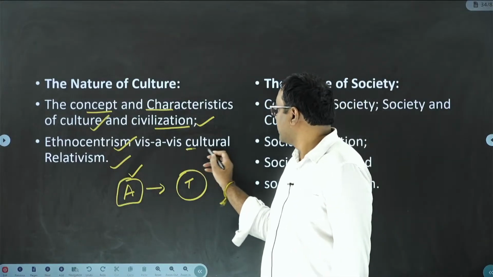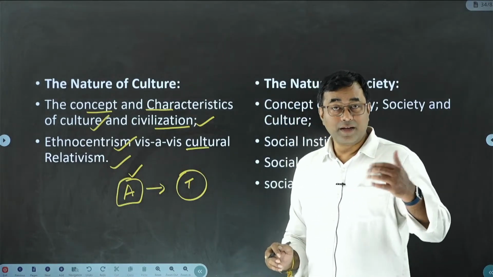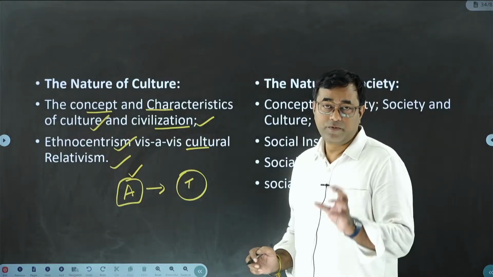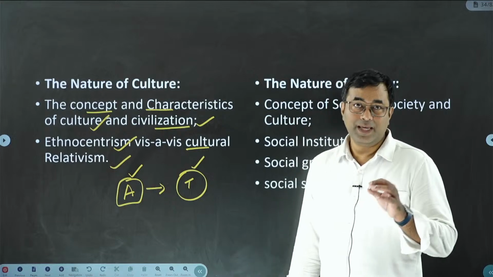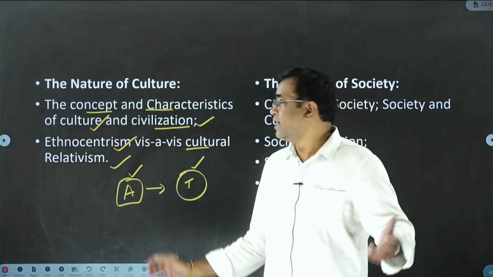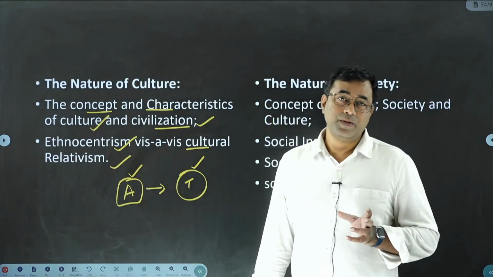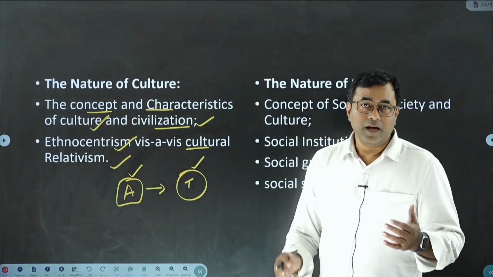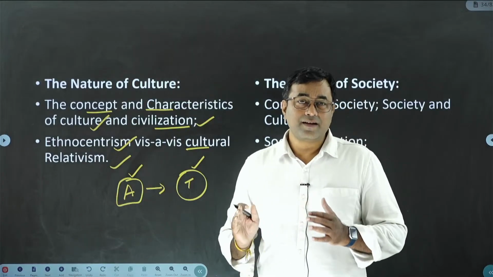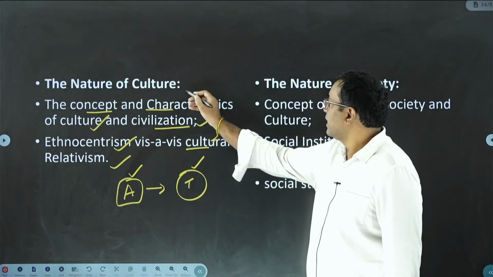And cultural relativism means, some of the thinkers, again anthropologists, like Franz Boas, said that you need to analyze the culture of the people from the people's point of view. Then we call it cultural relativism. So these are the two concepts which were developed by the thinkers and discussed as a concept. So that is the nature of culture.